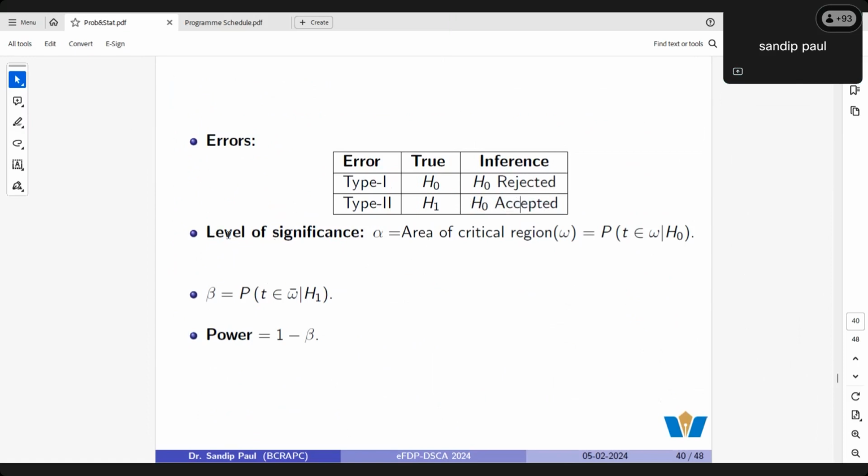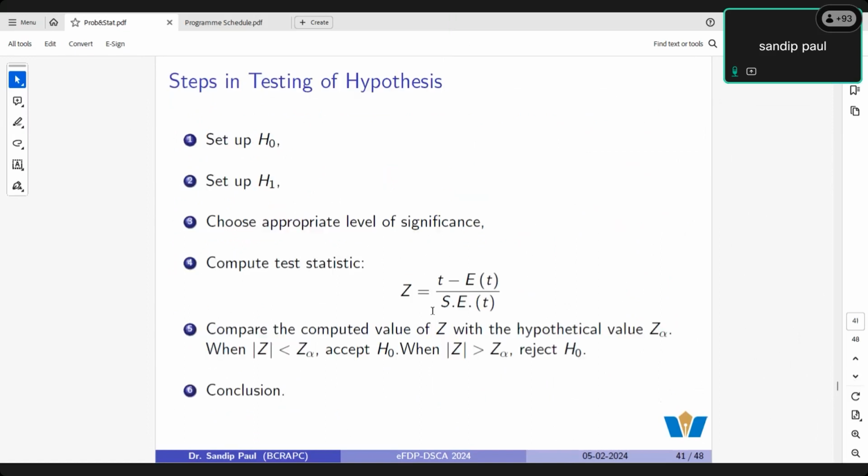Next is the level of significance. The probability of type 1 error is called the level of significance, and the probability of type 2 error is generally denoted by beta, and 1 minus beta denotes the power of the test. So the quality or the power of the test can be measured by finding the probability of type 2 errors. Now different steps are there.